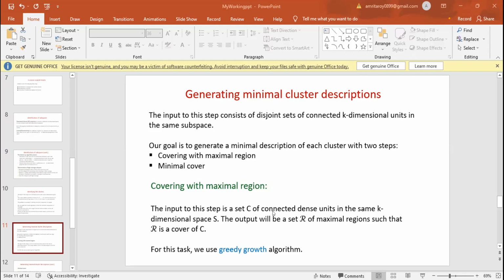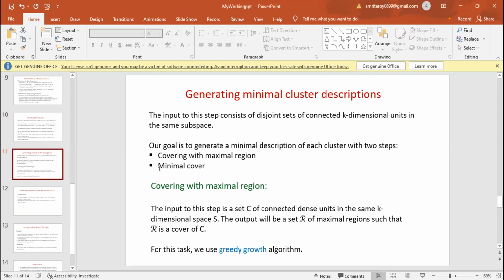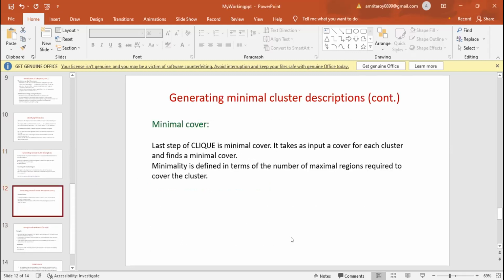Now we have another procedure, which is minimal cover. It is the last step of the CLIQUE algorithm. This takes as input a cover for each cluster and finds a minimal cover. Minimality is defined in terms of the number of maximal regions that are required to cover the cluster. So these are all the CLIQUE algorithm steps which we use.